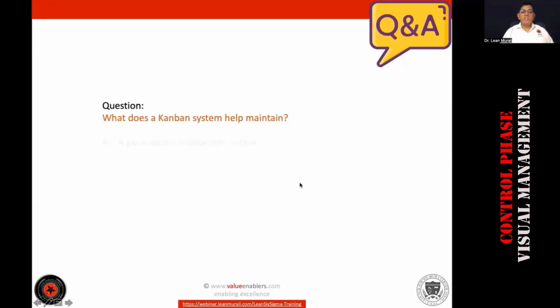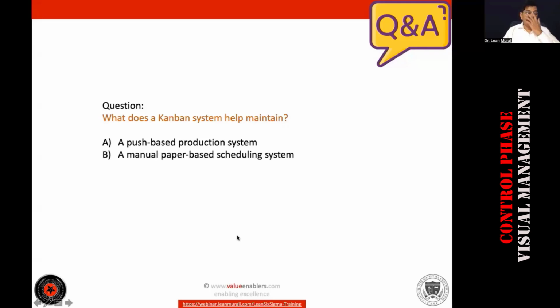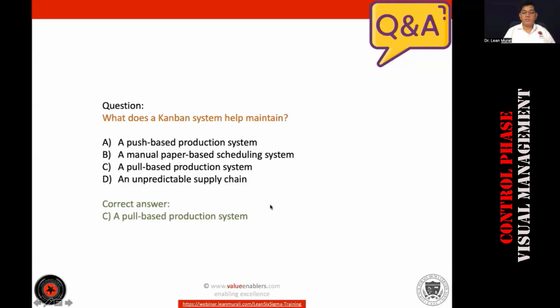So what does a Kanban system help maintain? A push-based production system, a manual paper-based scheduling system, a pull-based production system, or an unpredictable supply chain. So what does it mean? This is a pull-based production system. All of you type pull in the chat box. It's a pull system.